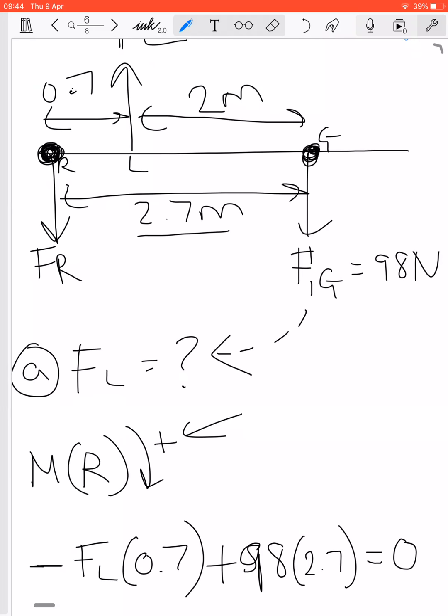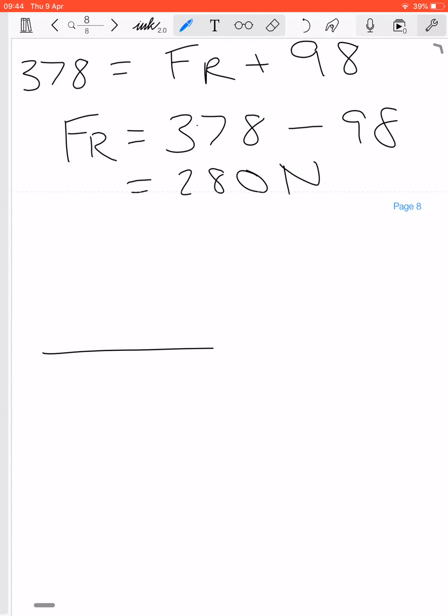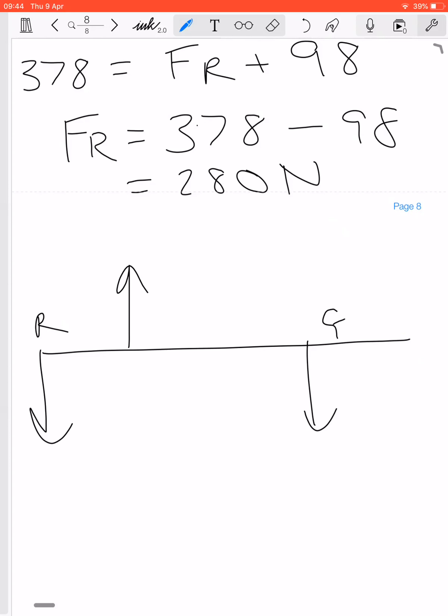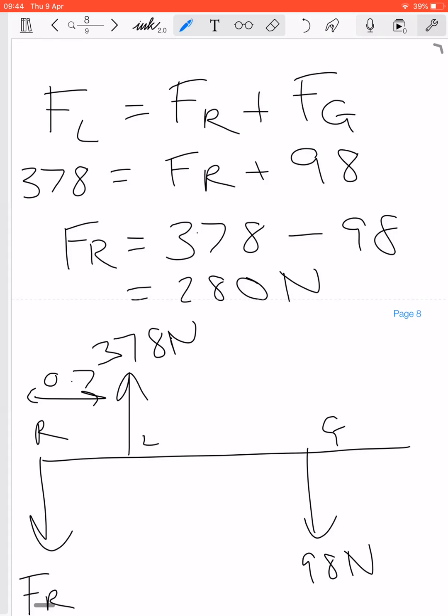Actually, I will redraw this just to make this a little bit easier so we can work down here. So we've got our pole, this is G, this is R, and let's put in actually the values that we now know. We're looking for FR. We know that FL is 378. And we know that G is 98 newtons. We know that this is 0.7, this is 2, and this is 2.7. Okay, this is our diagram.